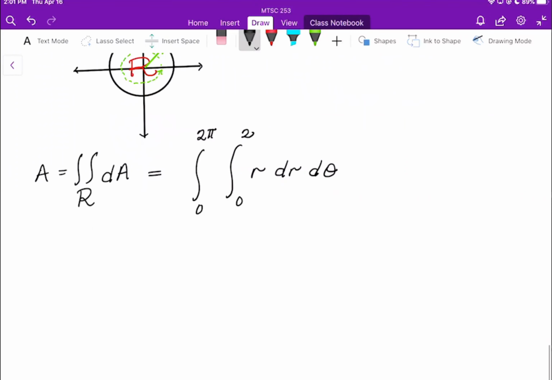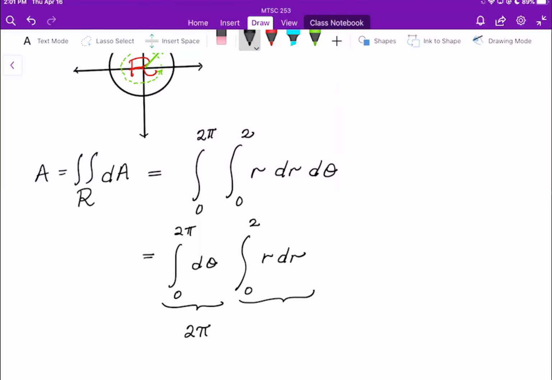And this is another one I can split up if I want. This is the integral from 0 to 2 pi of d theta times the integral from 0 to 2 of r dr. So this first integral is just 2 pi. And this second integral becomes, no, becomes 2. So therefore my answer is 4 pi, which is what we're supposed to get, right? Pi r squared.